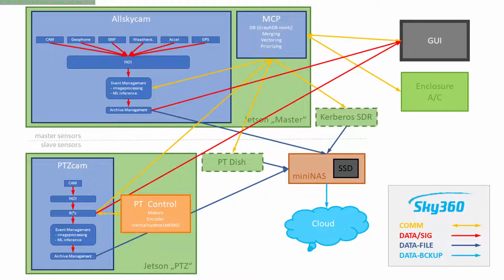I think I missed just one point of the master control program. In case there are multiple events happening, let's say a bird, a plane, a UAP, then some kind of prioritizing has to be done, because you can't direct or slew the camera to every event at the same time.